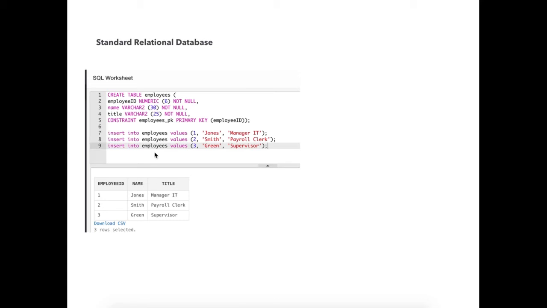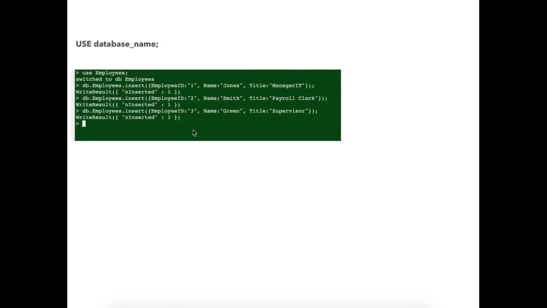Now let's take a look at how this exact table is created in MongoDB, what it looks like in MongoDB, and how much easier it is to work in MongoDB. So before we switch to the next slide, pay attention to this information. We have employee 1, 2, and 3, Jones, Smith, and Green. Here's what that looks like in MongoDB.